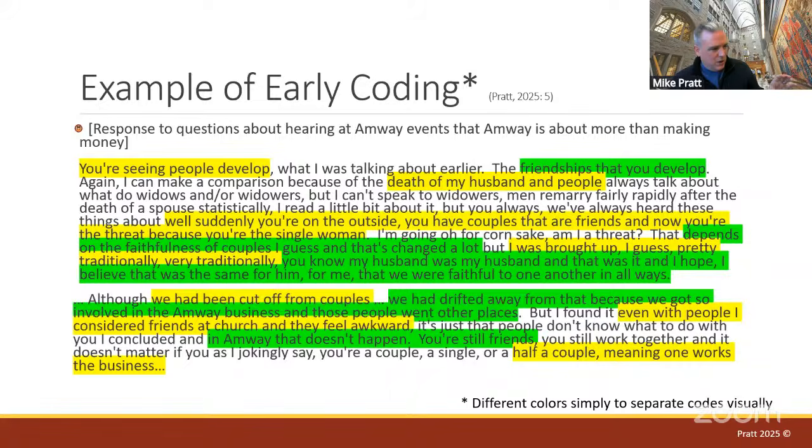And then it moves on from we've been cut off from couples, drifted away because we got involved in the Amway business. So I'd probably code that as feeling cut off from other people. Then reasons for being cut off, because we got involved in the Amway business. And then my next code might be even with church friends, I'm awkward. And you kind of see what happens. And then with Amway, we're still friends, et cetera.